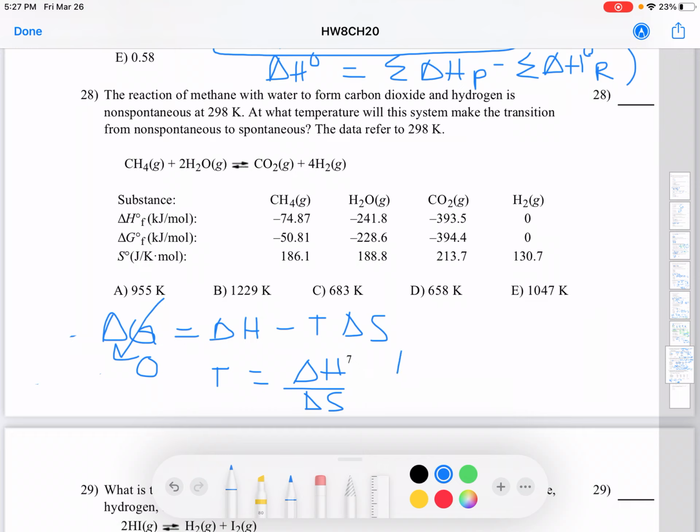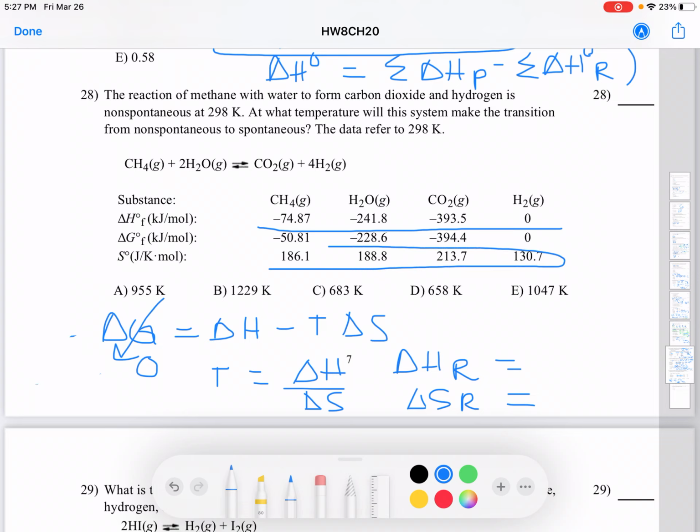You have to find out the delta H of the reaction. You have to find out the delta S for the reaction from these values. Find out using this kind of equation, and then you can plug the numbers into this equation. T equals delta H over delta S.